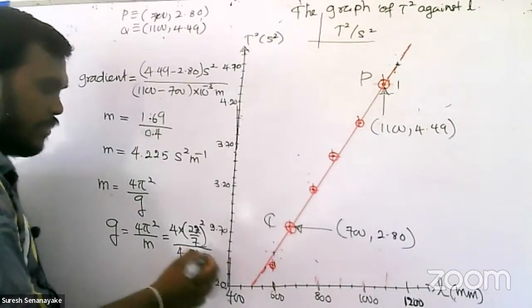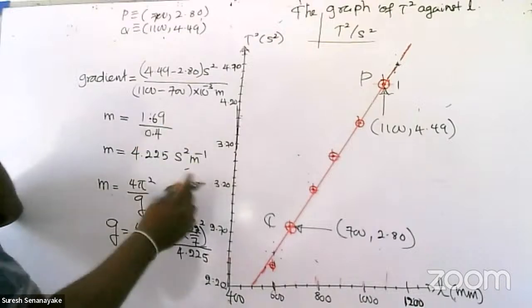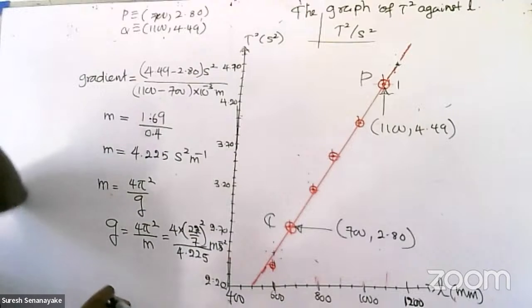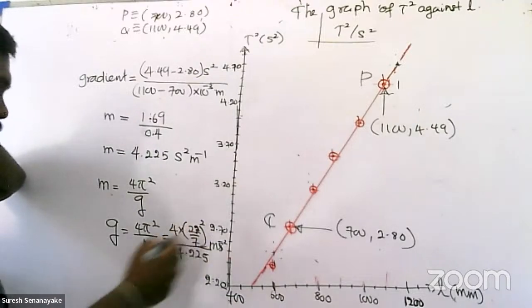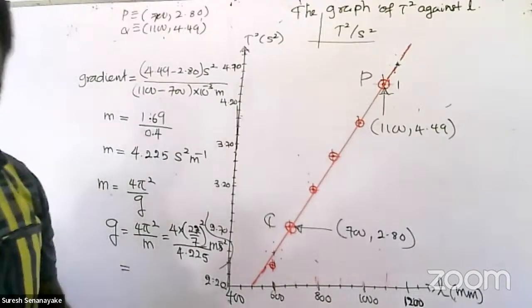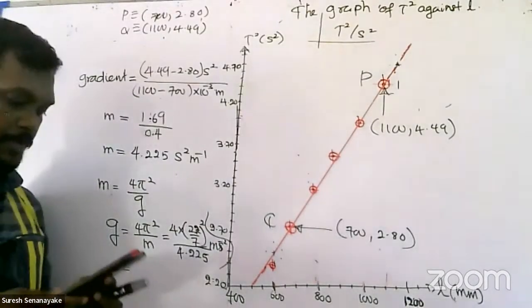The value is 4.225. The unit is meters per square second. The acceleration of gravity is measured in meters per square second. Then simplify this. I'll give the value with simplification.